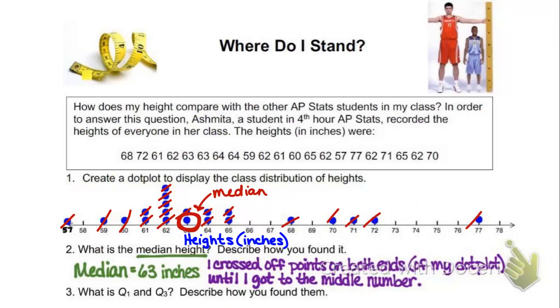What do you do if there's two dots that are in the middle? Add them and divide by 2. You average those two middles, only if it's an even number. So far, so good? All right.